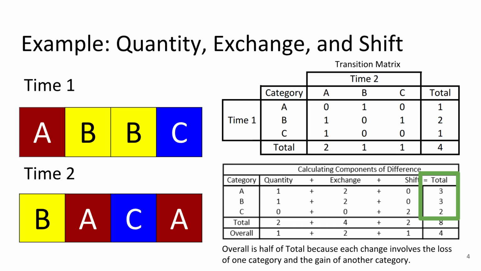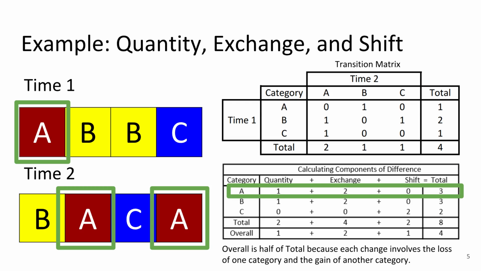From the total column of the calculating components of difference table, we see the number of pixels of change for each category. A is involved in 3 pixels of change. There is 1 pixel of A at time 1 and 2 pixels of A at time 2. Thus, there is 1 pixel of quantity difference. The other 2 pixels of change for A are the result of exchange, as A transitions to B while B transitions to A.